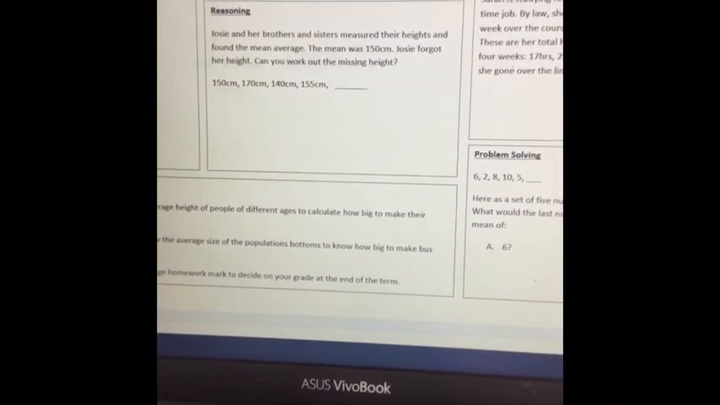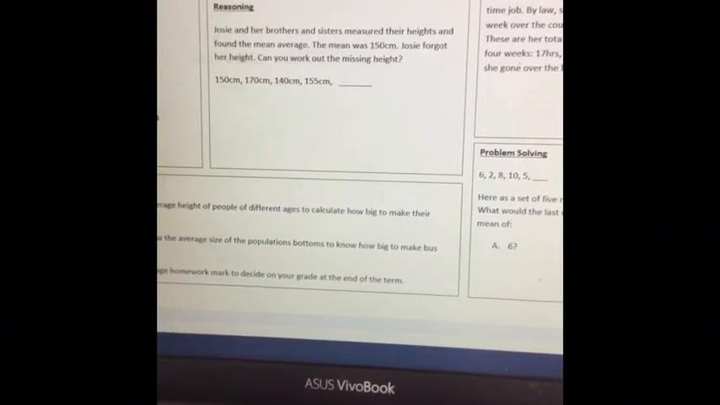Josie and her brothers and sisters measured their heights and found the mean average. The mean was 150 centimetres. Josie forgot her height. Can you work out the missing height?